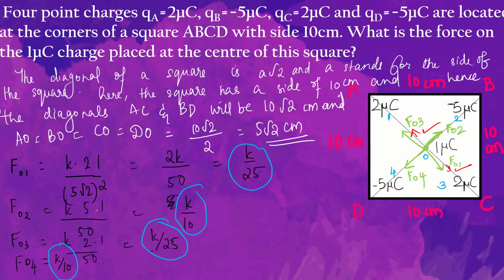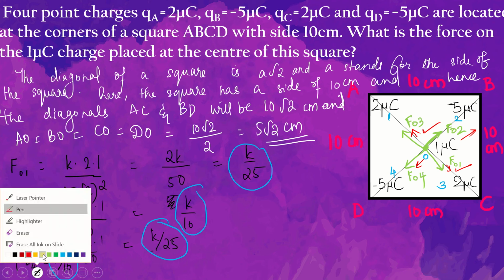In the same way, if we look at F02 and F04, they have the same forces. The magnitude of the force is the same. But see, F04 is in this direction, F02 is in this direction. Again, their directions are opposite. So here we can write like this.